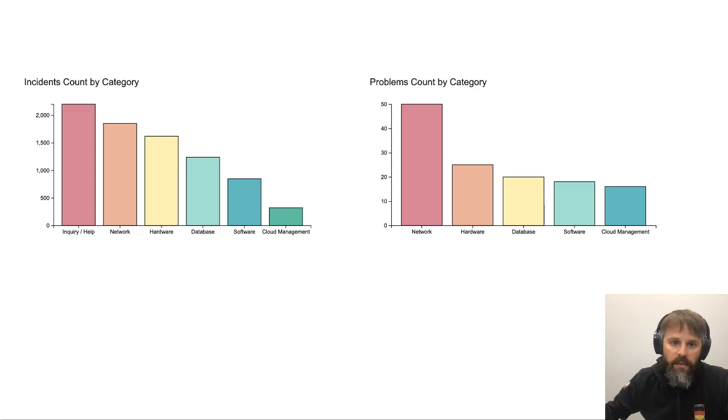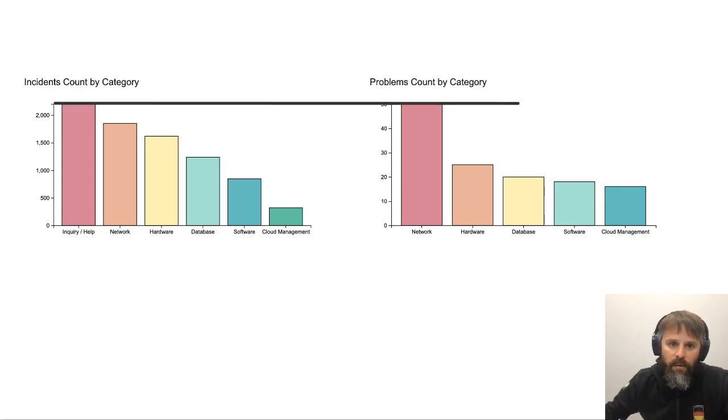A couple problems is that we have a whole array of colors here on both of our charts, and neither of them mean anything for either chart. I'm trying to tell two stories here. So I'm telling the problem story and the incident story.